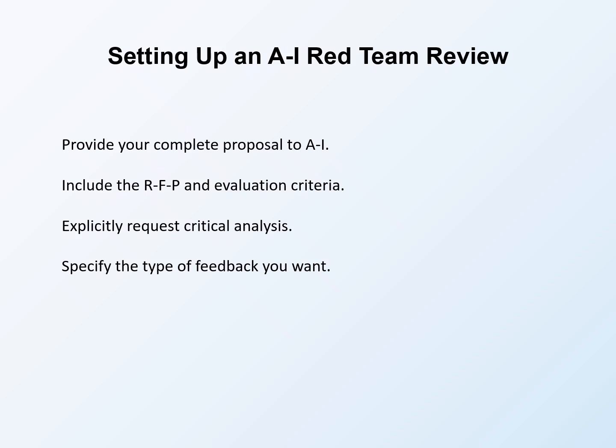Third, explicitly request critical analysis. AI systems are often trained to be helpful and supportive, which can lead to overly positive feedback. You must clearly instruct AI to find weaknesses, not to praise strengths. Fourth, specify what type of feedback you want. Do you want scores against the rubric, a list of the top 10 weaknesses, suggestions for specific improvements? Clear direction produces more useful feedback. This preparation ensures your red team review provides actionable insights rather than generic commentary.